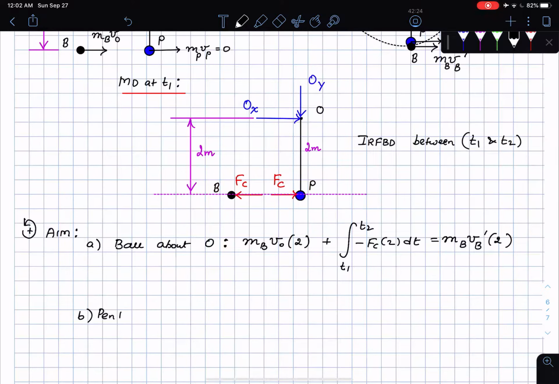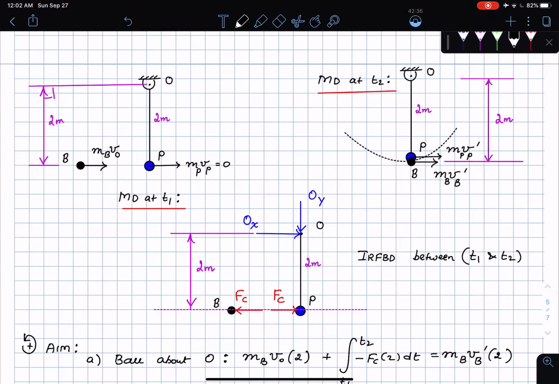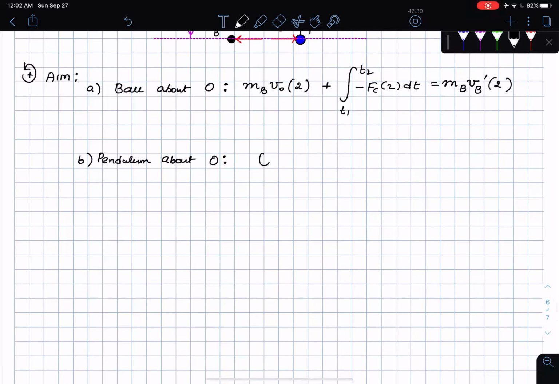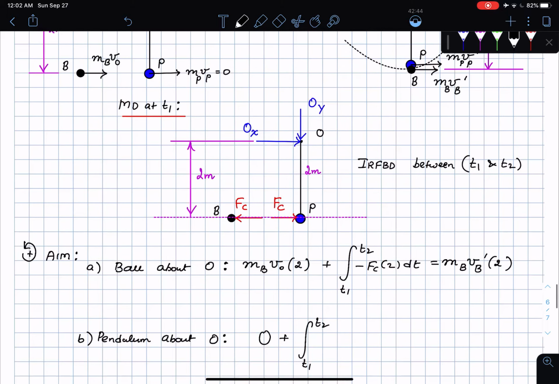Then I'm going to do the same thing for the pendulum about the point O. This is fairly easy to begin with, because when I look at the pendulum at time t1, nothing is going on, so that's 0. Then I do the integral from t1 to t2. I look at the impact relevant free body diagram of the pendulum, and that is going to be F_c times a distance of 2 meters to the point O, counterclockwise, as you can see by using the right hand rule. Align the fingers of your right hand with the force, your palm is facing the point O, curl your fingers, and the thumb comes out of the page.